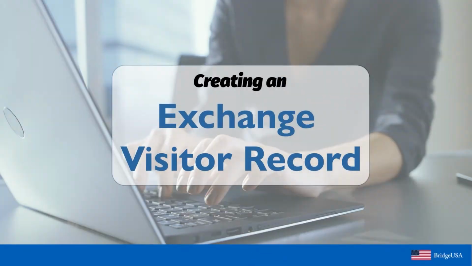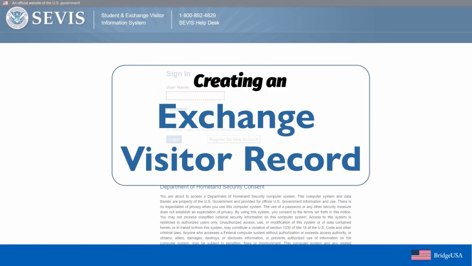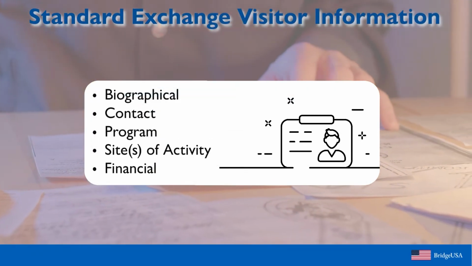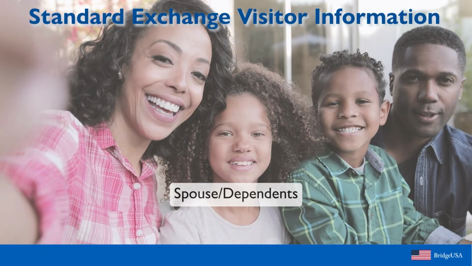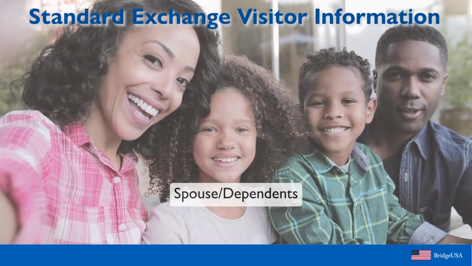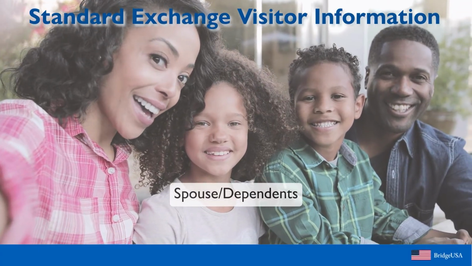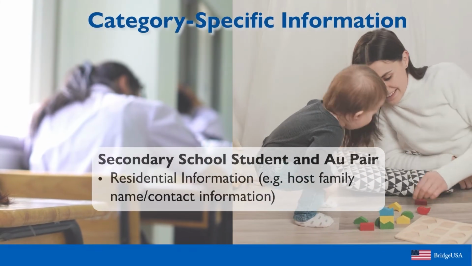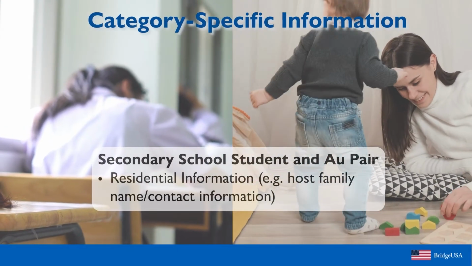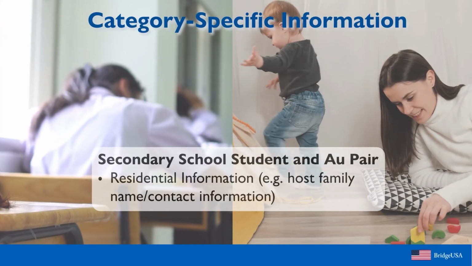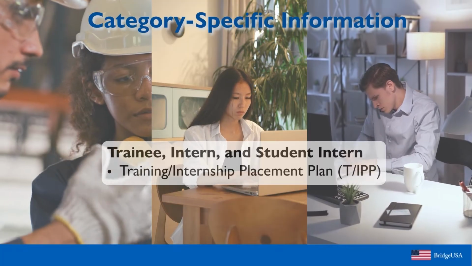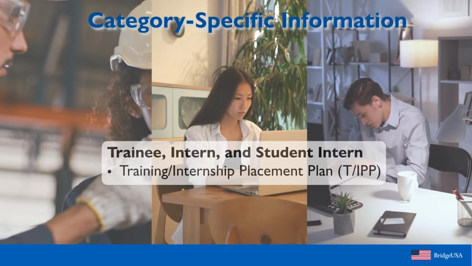Now that you understand the statuses, let's create an exchange visitor record. Begin by clicking New Exchange Visitor and entering details about the exchange visitor and their program. Spouse and dependent information can also be entered if one will accompany the exchange visitor. Depending on the exchange visitor's category, additional information may be required, such as residential for secondary school students and au pairs, and training internship placement plan for trainees, interns, and student interns.